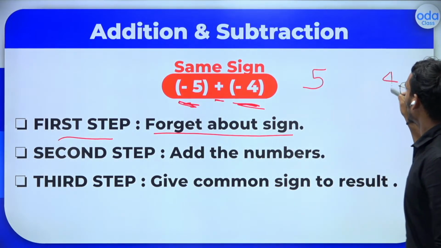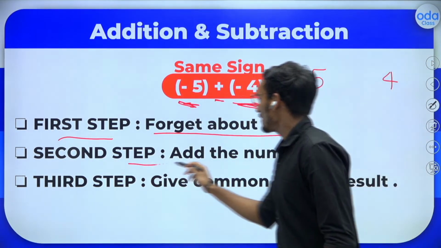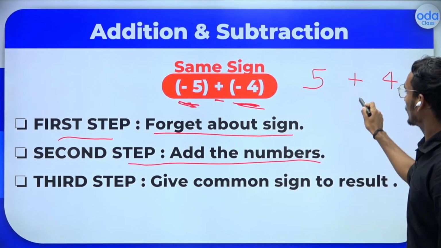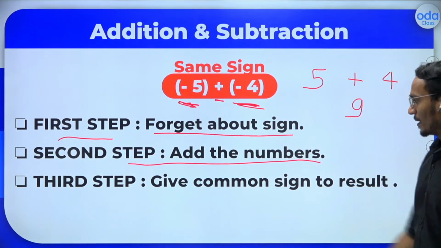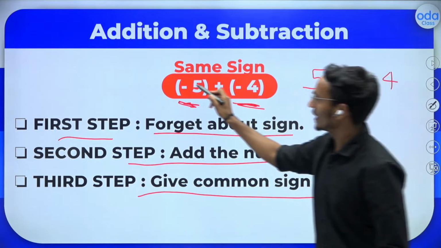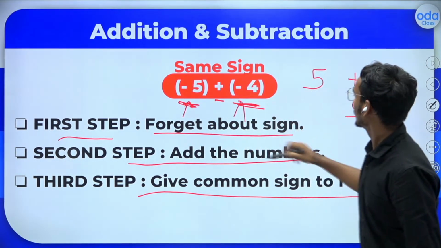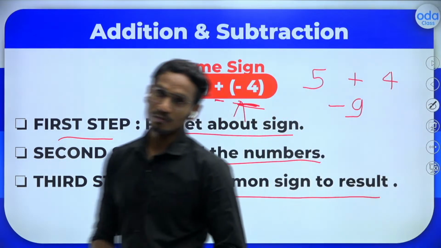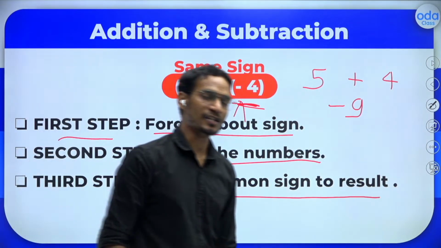5 और 4। Second step is add the numbers. Addition of 5 plus 4 that is equal to 9. Third step is give the common sign to the result. कॉमन साइन क्या था इनका? माइनस माइनस, तो आंसर इज माइनस 9। इतना इजी है बच्चों, सिर्फ 3 स्टेप्स में we have solved this addition.